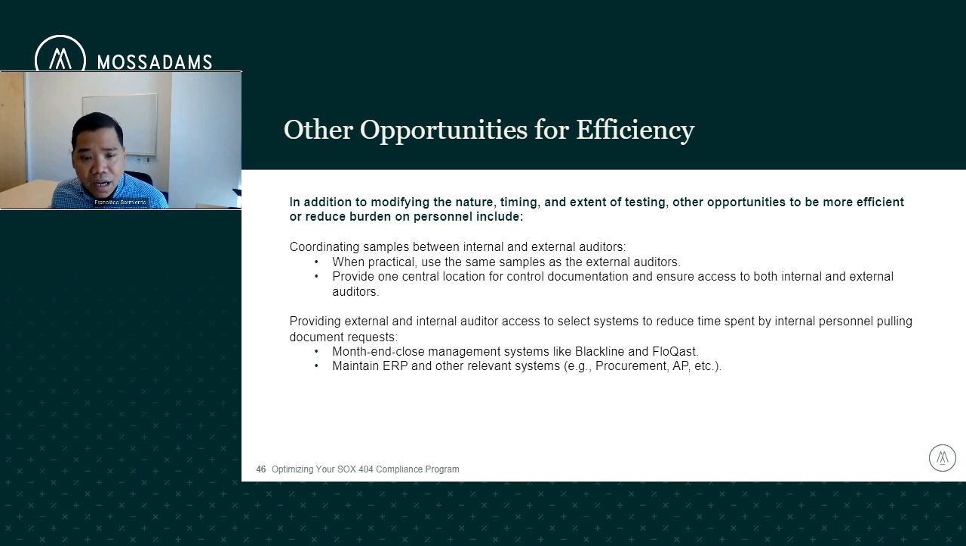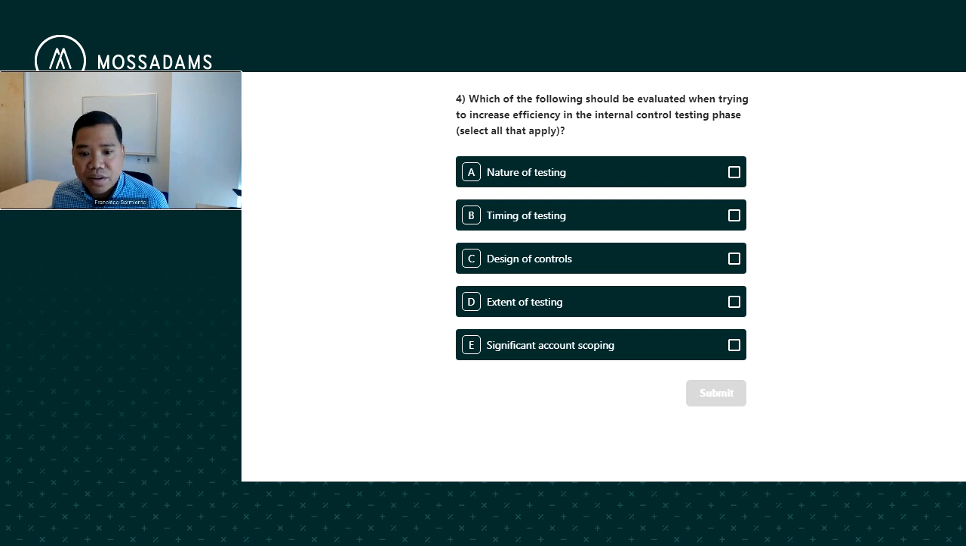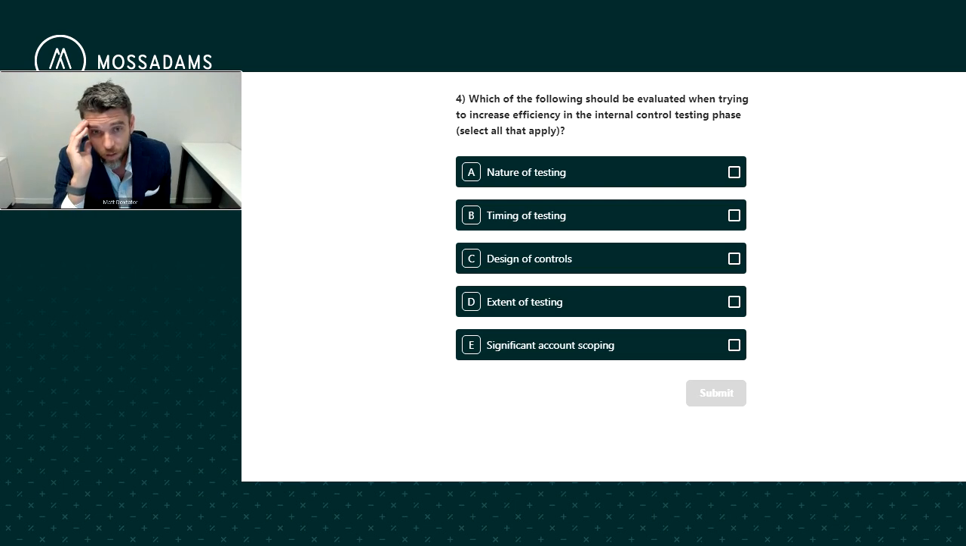And then I think we have been through these polling questions already. Hey, Francisco, I wanted to clarify this. When I was going over the responses, I misread the question, so I want to make sure that we get this one right. So the question was, which of the following is evaluated when trying to increase efficiency in the testing phase specifically? So the three real answers are A, the nature, B, the timing, and D, the extent of the testing. So the design of controls, this is more of a textbook question, right? To see if you're paying attention.